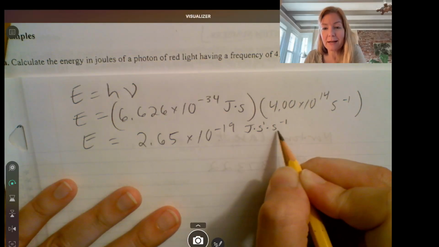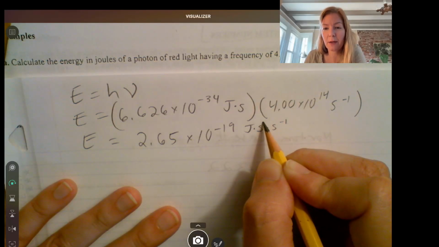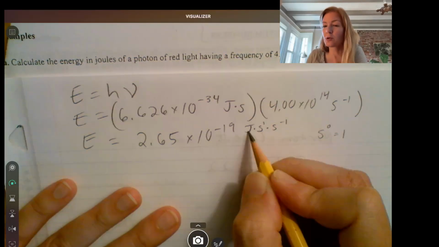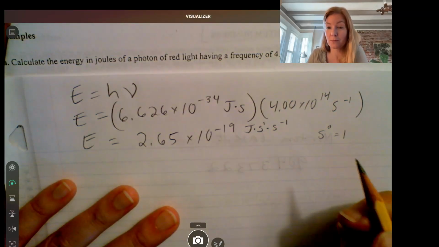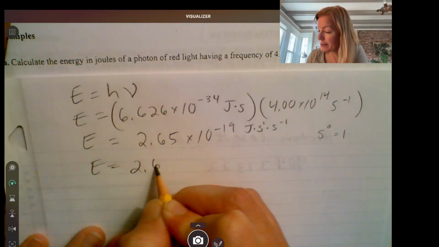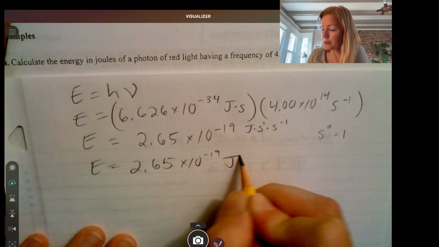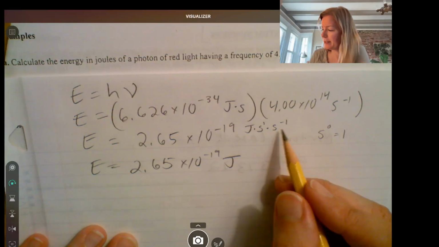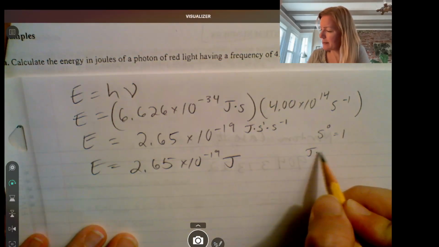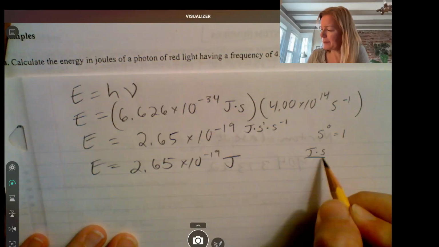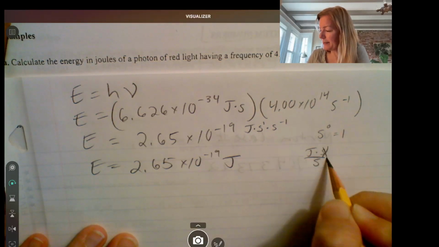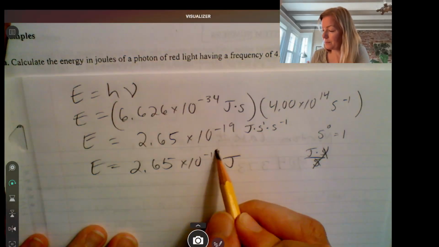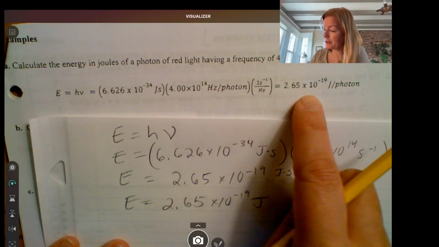Seconds to the first times seconds to the -1st. Whenever you're multiplying things that have the same base, you add the exponents. 1 plus -1 is 0. Anything to the 0 power is 1. So it's just joules times 1, which means it's just joules. So energy is 2.65 times 10 to the -19 joules. That makes sense because joules is a unit of energy. Another way to think of this is joules times seconds divided by seconds. When seconds is in the numerator and the denominator, it cancels and we're left with joules. However you want to think of it, that's how we got the answer, and that matches what they have up here.